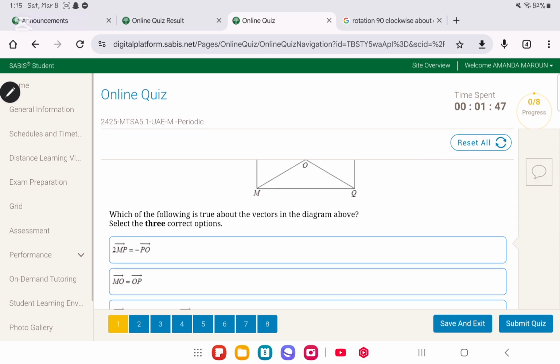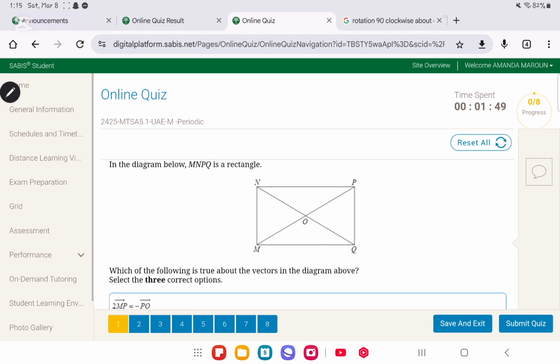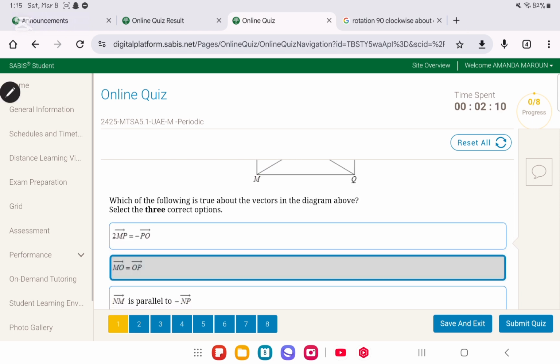Now, MO is equal to OP. Let us see. Because they are diagonals, okay? MO is equal to OP. This is very true. First of all, they are in the same direction and they have the same length. So definitely yes, MO is equal to OP. We move on to number 3.